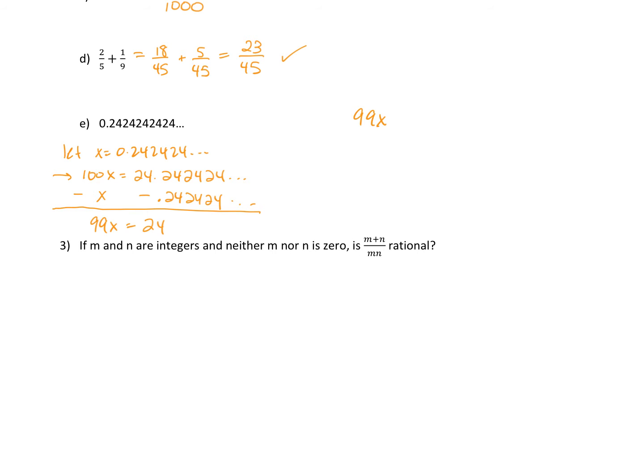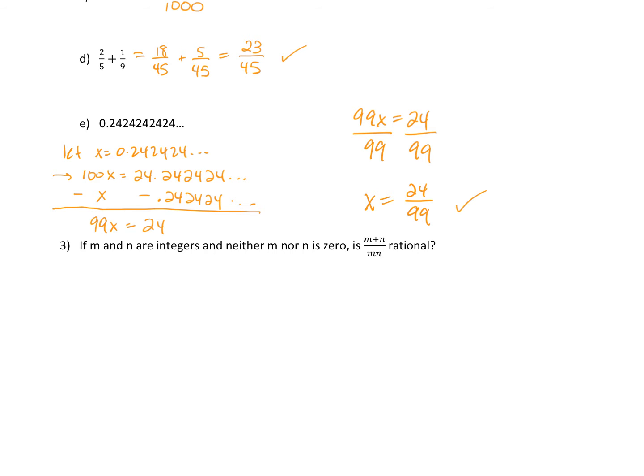And if 99x equals 24, I can just divide both sides by 99. And I get x equals 24 over 99. And now I've written it as a ratio of two integers.